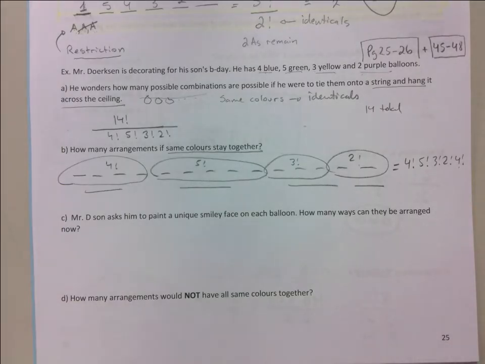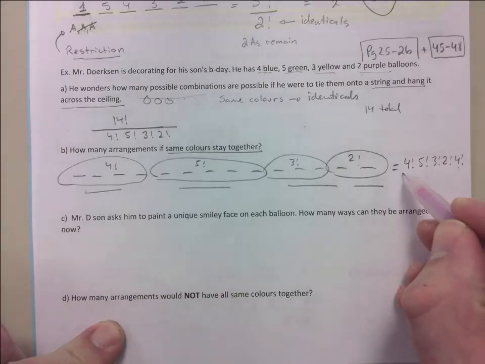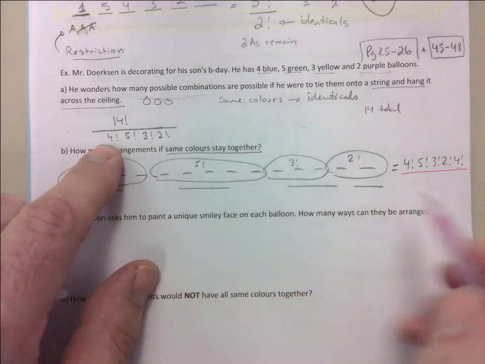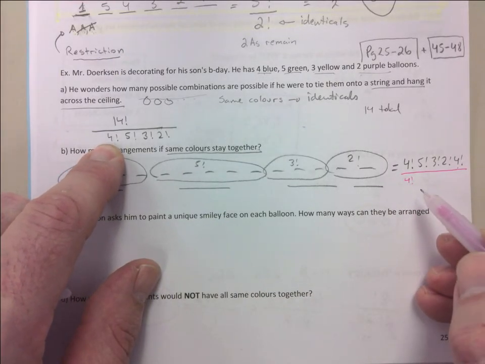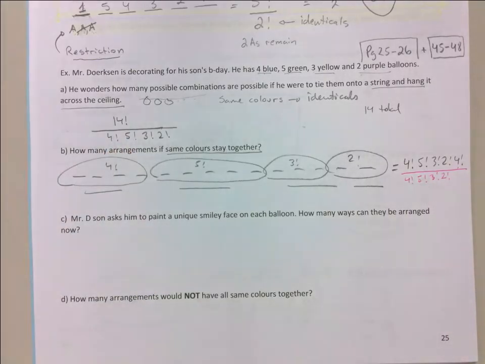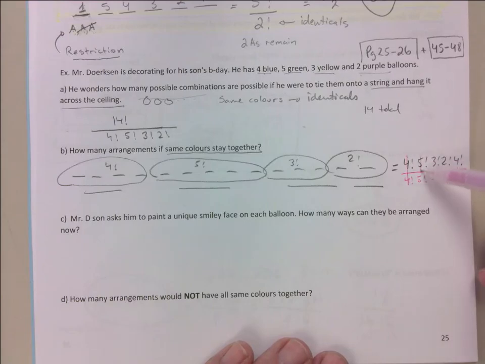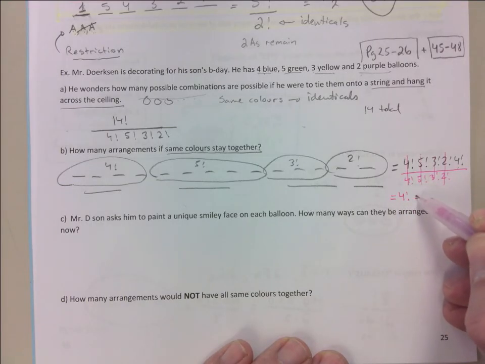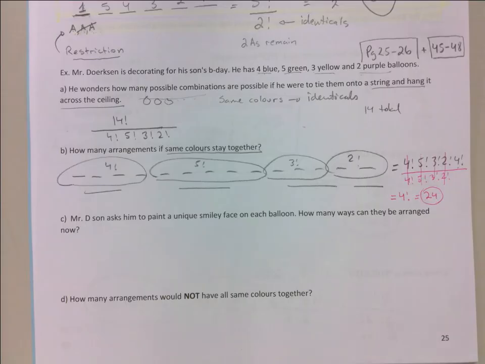Okay, so we have to go, I'm going to use a different color, divided by the same as up here. You've got 4 blues, 5 greens, 3 yellows, 2 purples. What's going to happen with all those factorials that are exactly the same? Cancel, cancel, cancel. So is it just 4 factorial, Mr. Dirksen? You bet.